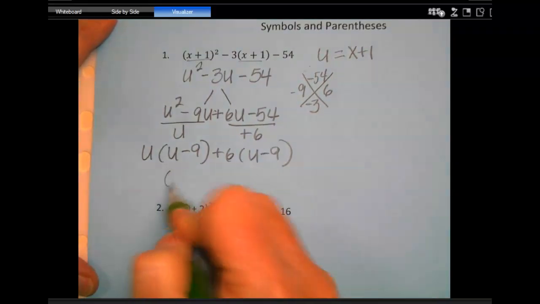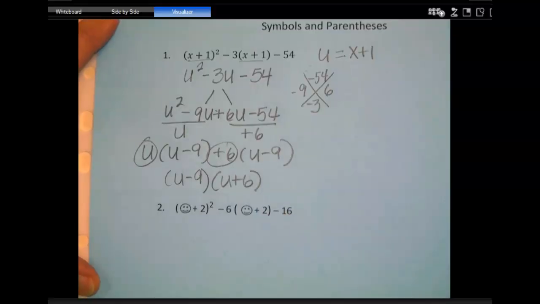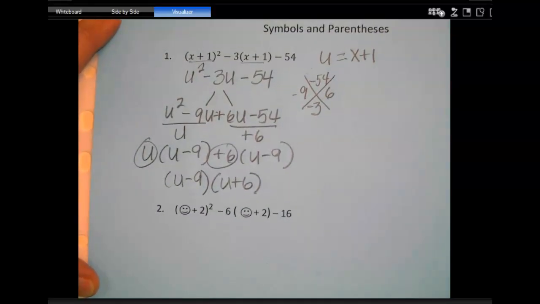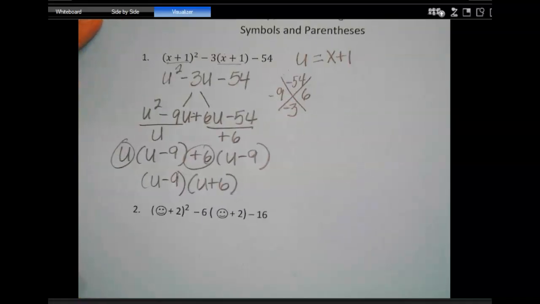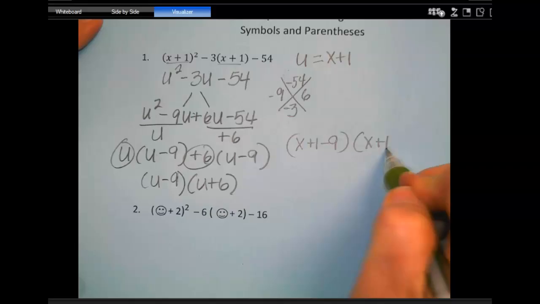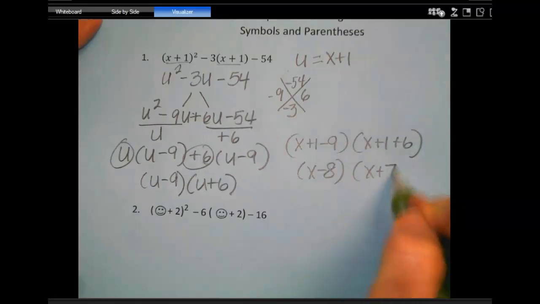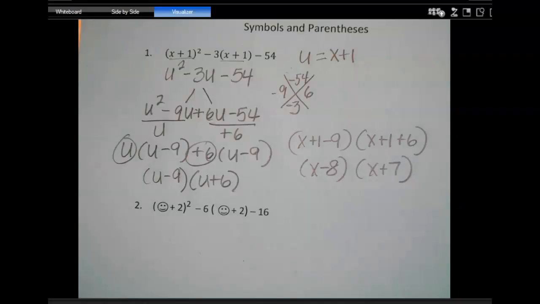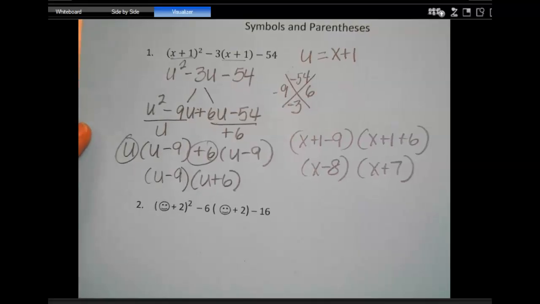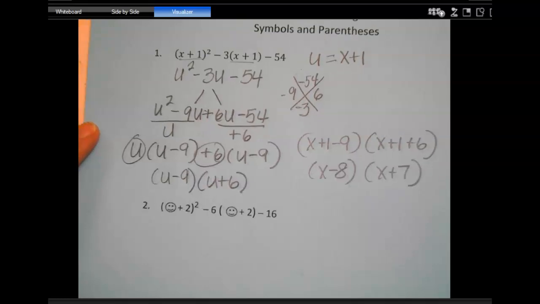So inside the parentheses matched. And this goes in the other parenthesis. And what did we say the u was equal to? It's x plus 1. So I'm going to take this x plus 1 and I'm going to substitute it back in for the u. So I'm going to get x plus 1 minus 9 and x plus 1 plus 6. So here I get x minus 8 and x plus 7. Okay, any questions here, guys? Right? This is the easiest of the factoring.